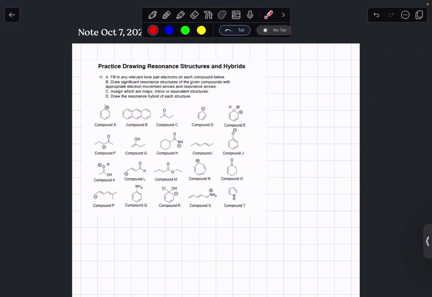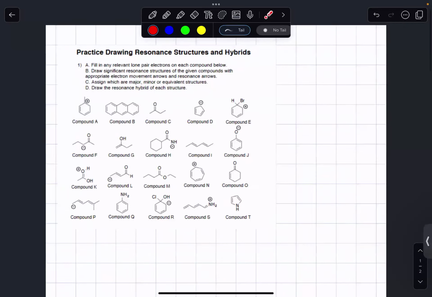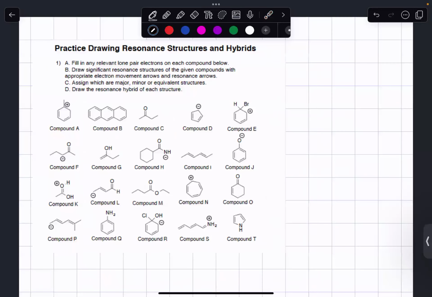I think what I get a bit confused on is drawing resonance structures, specifically the arrows, and ones that are a little bit harder, like the ones that have two charges assigned to them.